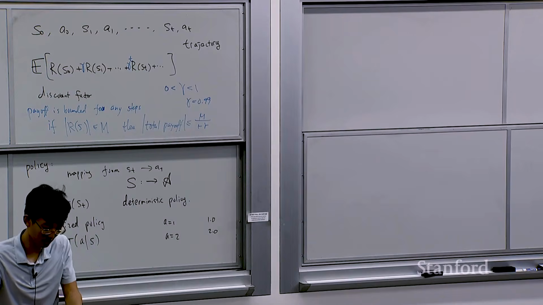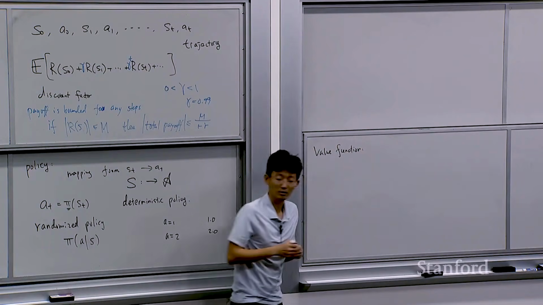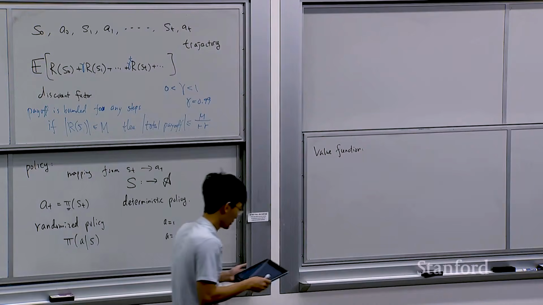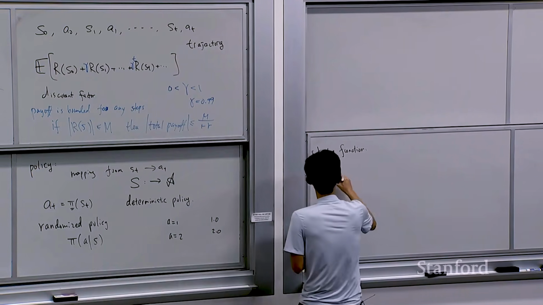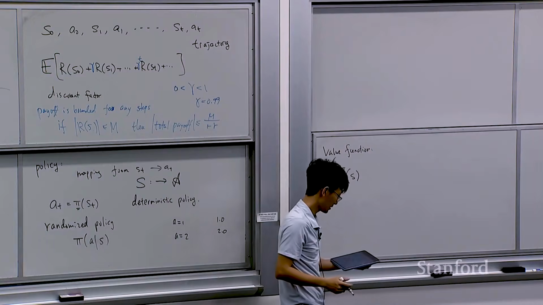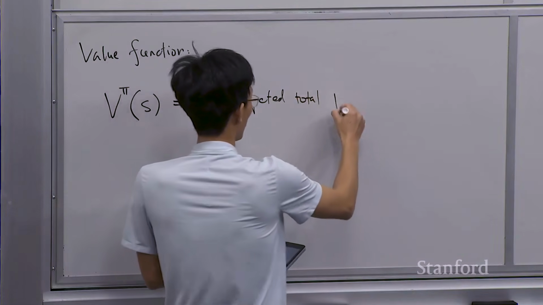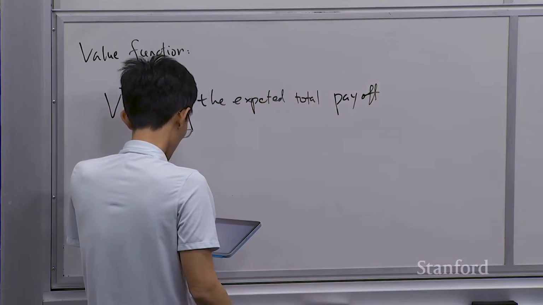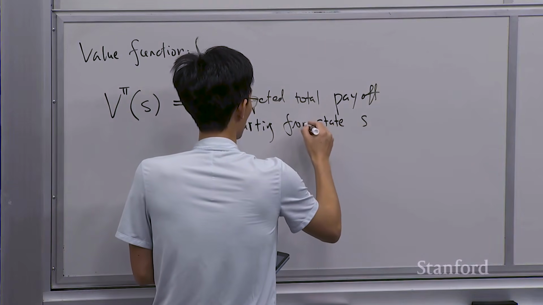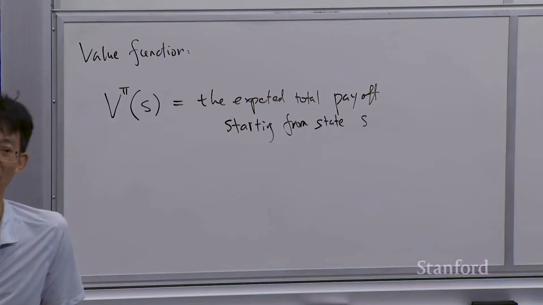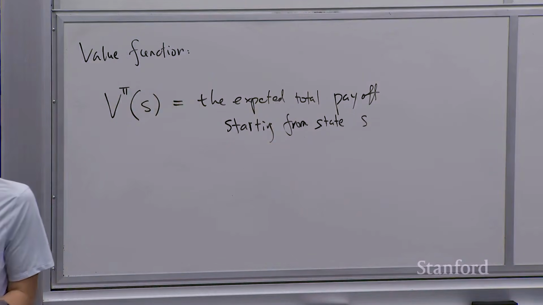Okay, so I think the next concept is the so-called value function. The value function is very similar to the return we talked about, but the value function is a function of the policy. You can define the value function of a policy at state S as the expected total payoff starting from state S. It's not very different from the return, the total payoff. It's just that you are specifying where you are starting, and also which policy you are applying. So if you start with state S, you keep applying policy pi. What's your expected return?